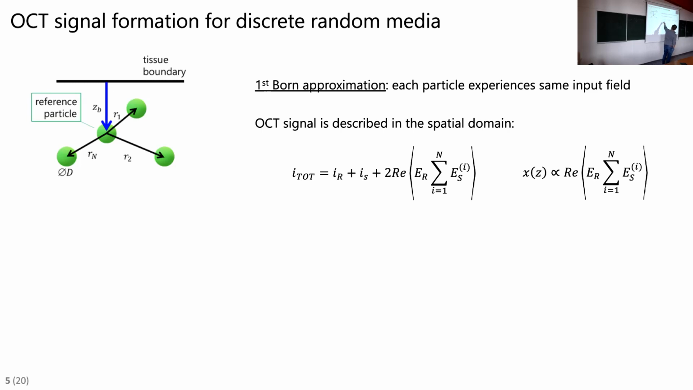The total signal on the detector is given by these two stationary DC terms, corresponding to the intensity from the reference arm and the sample, and its interference terms. So the field in the reference arm, and then the summation of all these different field components in the sample itself.